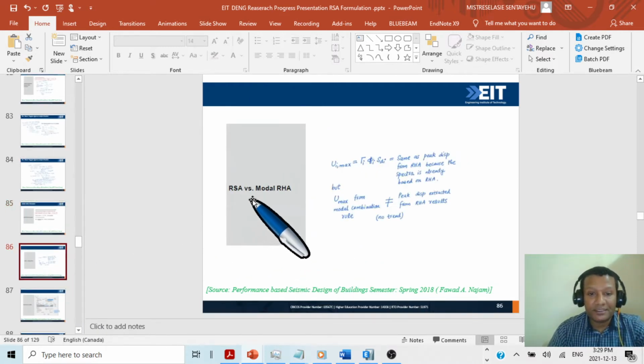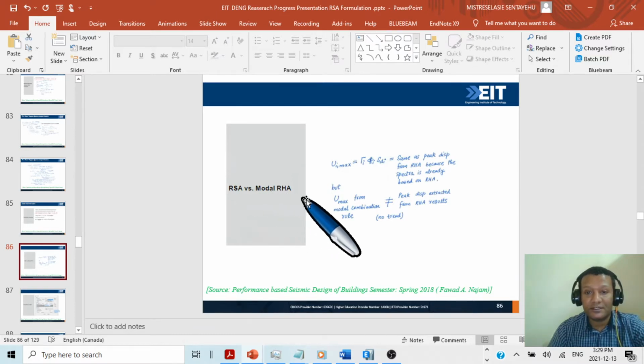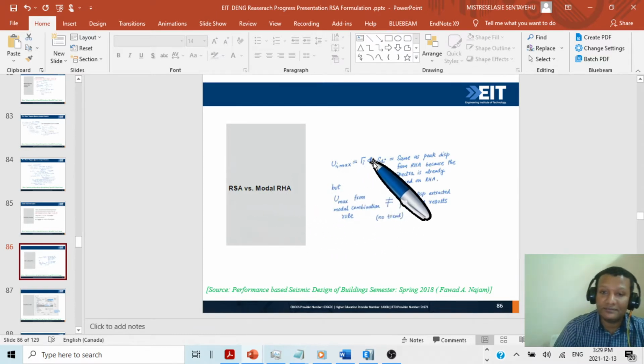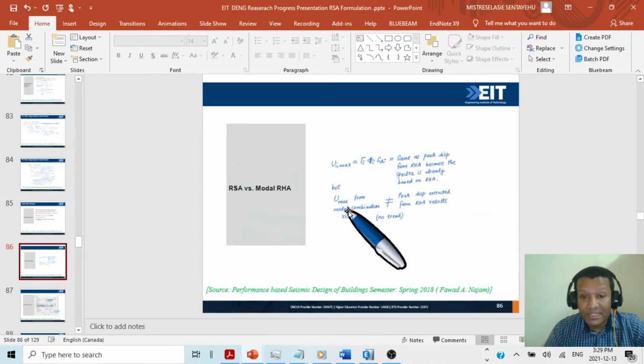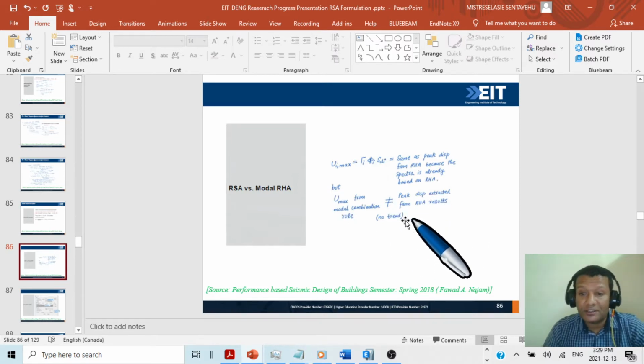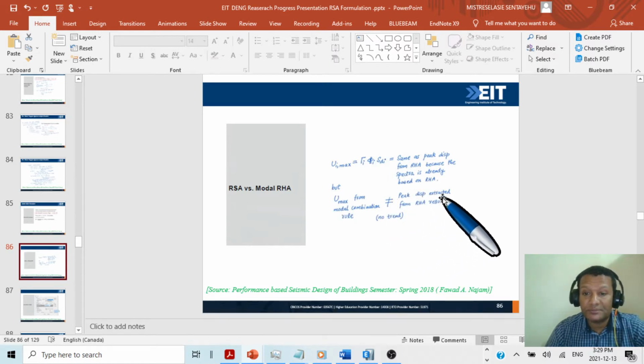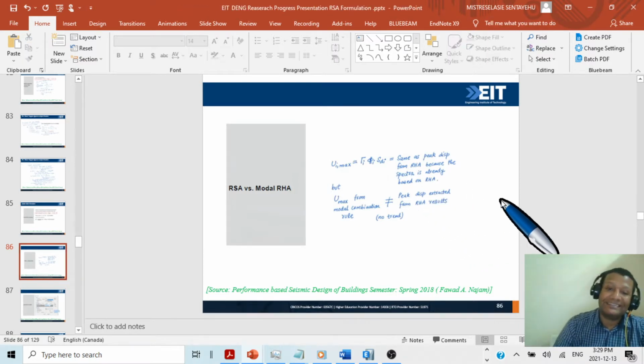Response spectrum analysis versus modal response history analysis. U max, this is the formula, the same as peak displacement from response history analysis, because the spectra is already based on response history analysis. But U max for modal combination, this is very important, is not equal to peak displacement extracted from response history analysis, because we have to use SRSS, not directly pick the maximum and add up.